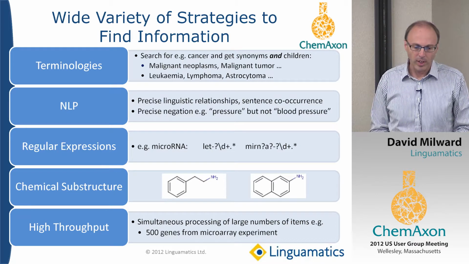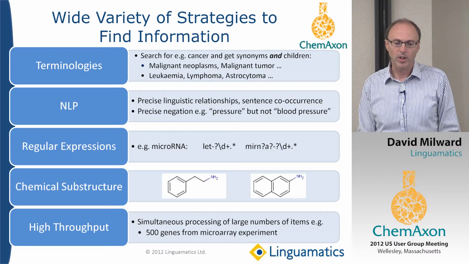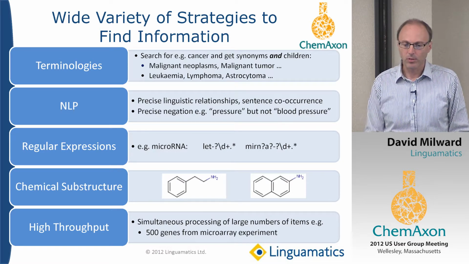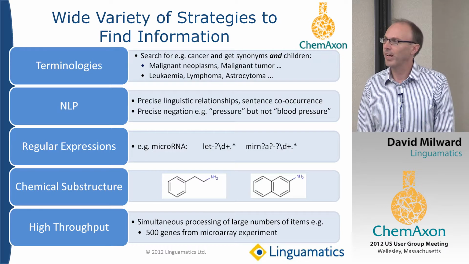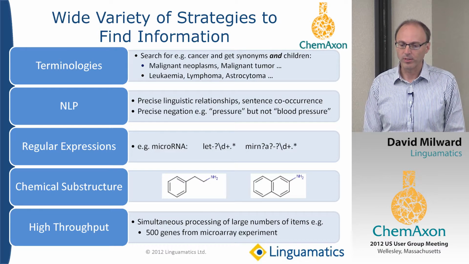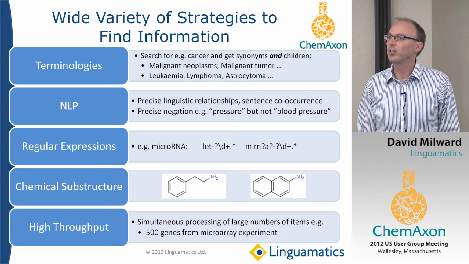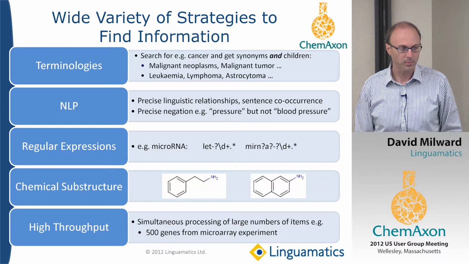So how is it differing again from search? Well, one aspect is you've got a larger variety of ways of finding the information. As well as looking with keywords, you've got terminologies. So you can search for the term cancer and not just get its synonyms, but all the different child terms, whether that's leukemia or lymphoma or astrocytoma. So in one search, you can often be picking up tens of thousands of equivalent keywords.